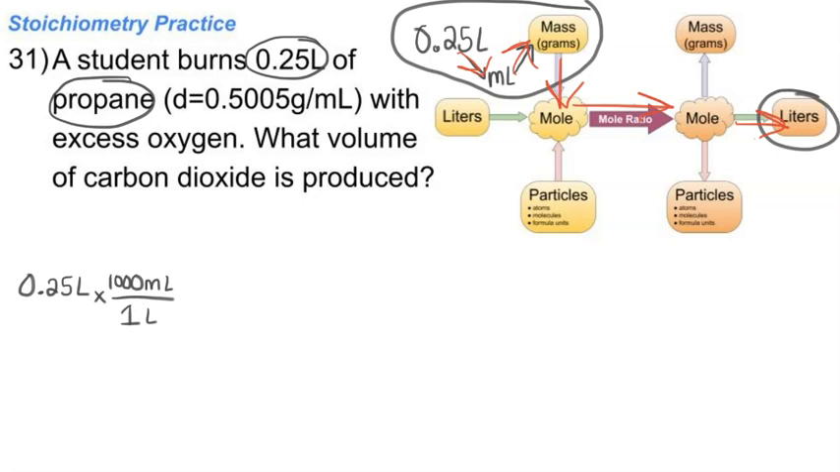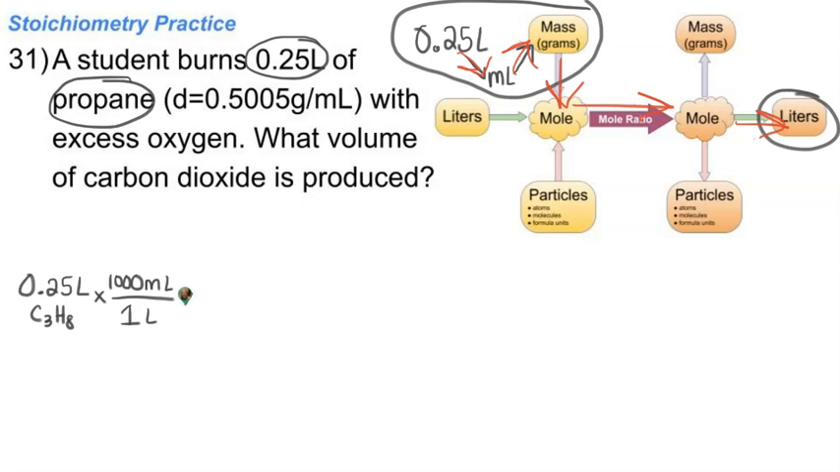Now, on my given value, I do need to put propane's formula, and I know that propane is C3H8, but if you didn't know that because you're in introductory chemistry, that's okay. You can ask your teacher or just Google the formula for propane if you're not sure. On a test, it would certainly be given to you as C3H8. So there's our first step, our liters to milliliters.